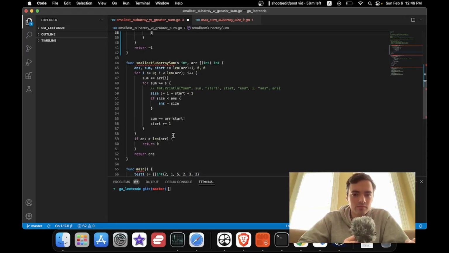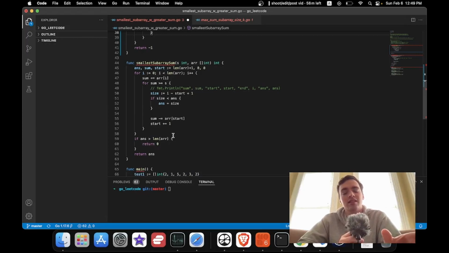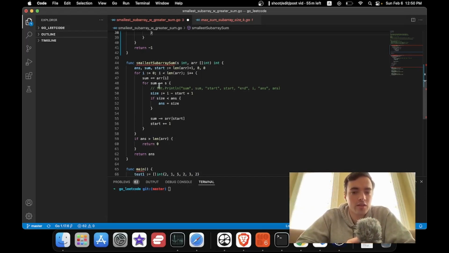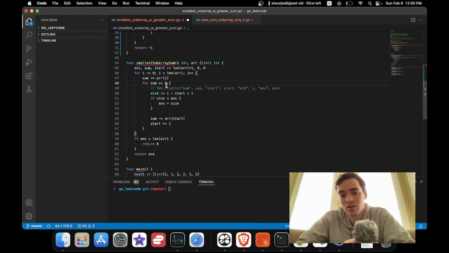And once it meets that criteria, once it finds a sum that's greater, it starts reducing the size of the window, or the slinky starts to shrink until it gets below that target sum again, and then you start increasing the right side once more. So you're iterating through the array, and at each new loop, you add the next element of the array to your particular sum.